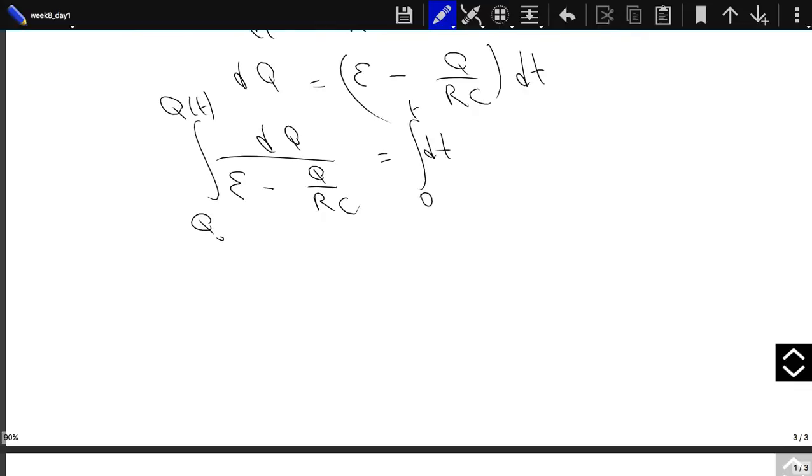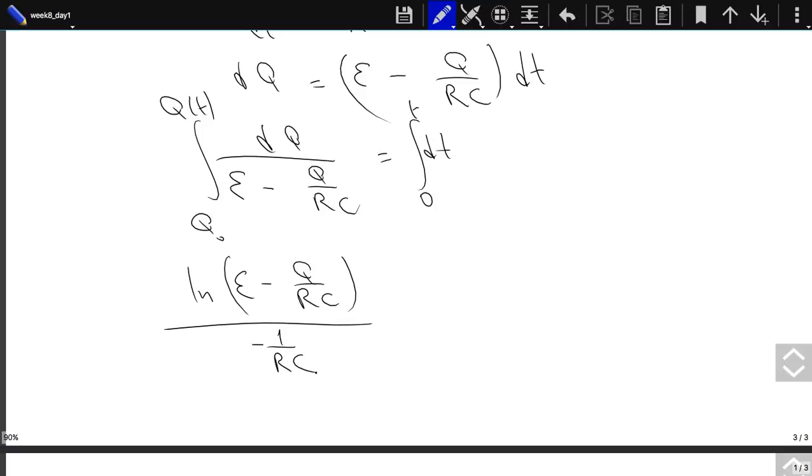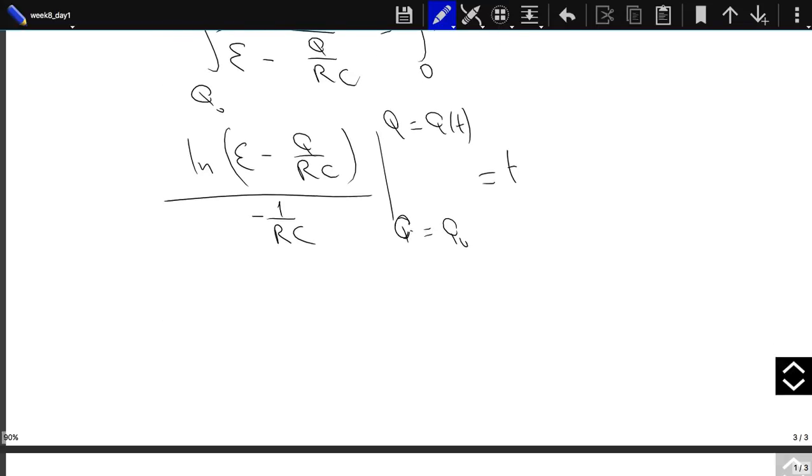Okay, what is the integral on the left? It is one of your favorites. It's the logarithm of epsilon minus q over RC divided by minus 1 over RC, and q goes from q0 up to q at the time t. This is the left-hand side. Now the right-hand side, it's just t. Do you agree? Yes, no? Do you agree?